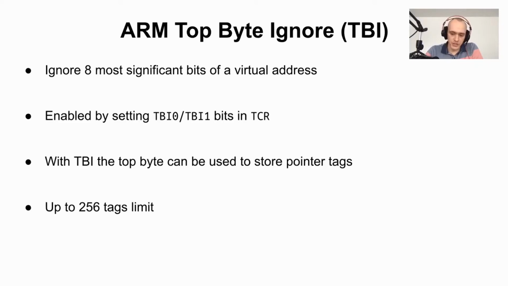Since the top byte of any pointer is going to be ignored, we can store any value in the top byte. This way we can store the tag that's assigned to the pointer in the top byte. Of course, the limit here, since we can only use 1 byte, is that we have 8 bits per tag, so we can only use 256 different tag values.